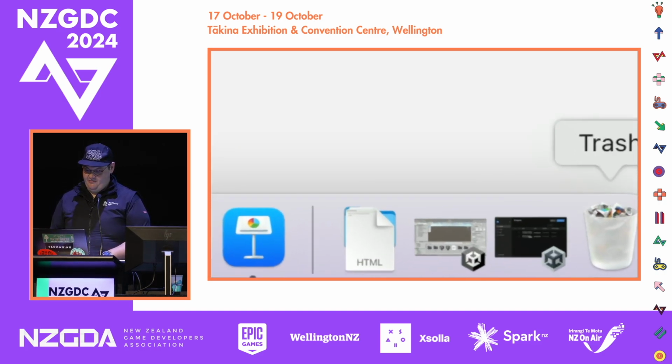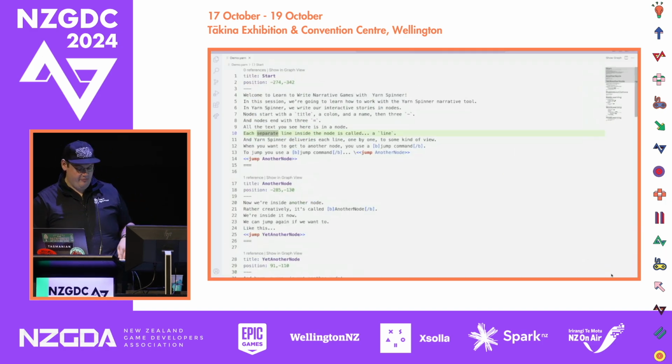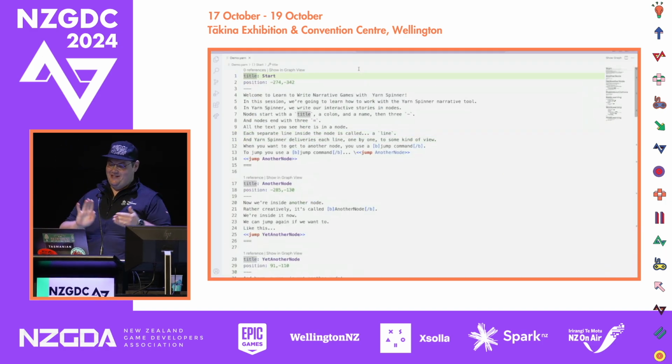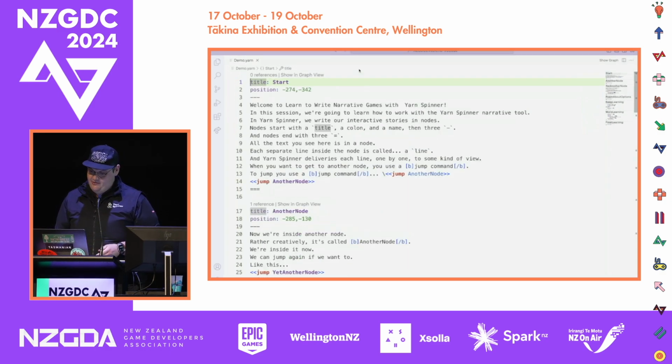Not visible, says John. Whatever. It says Yarn Spinner in the bottom right-hand corner. You'll have to trust me. Okay. Trust me. Okay, I'm going to zoom out a little bit too.